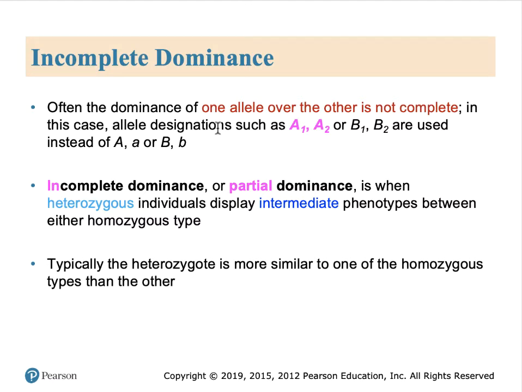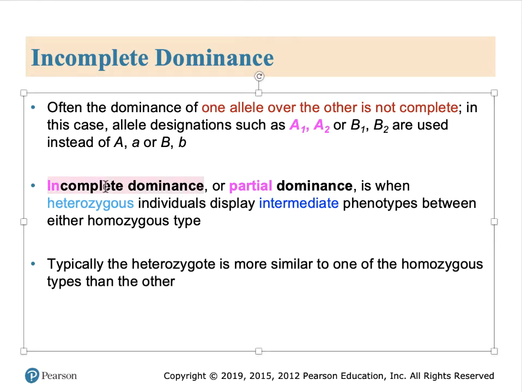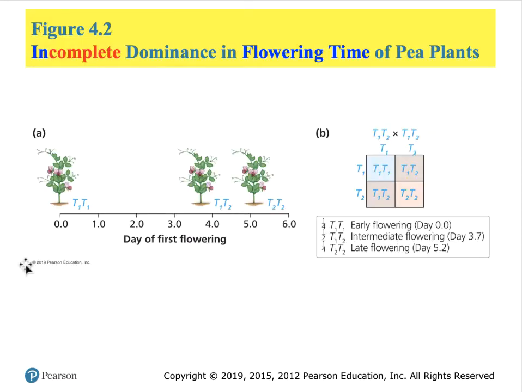So this type of interaction between alleles, where the heterozygous is somewhere between the homozygous on each side, is called incomplete dominance. Incomplete dominance has another name, partial dominance, but incomplete dominance is what we tend to use generally in genetics. The heterozygote may not be exactly in between the two extremes of the two types of homozygous. It could be closer to one than the other.